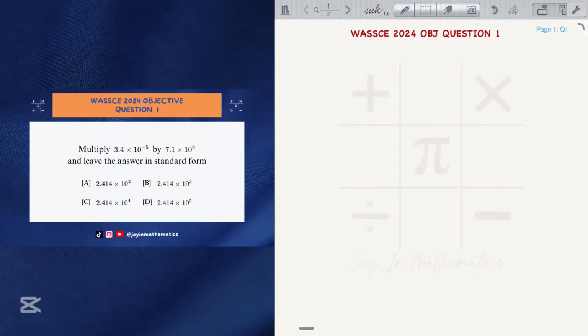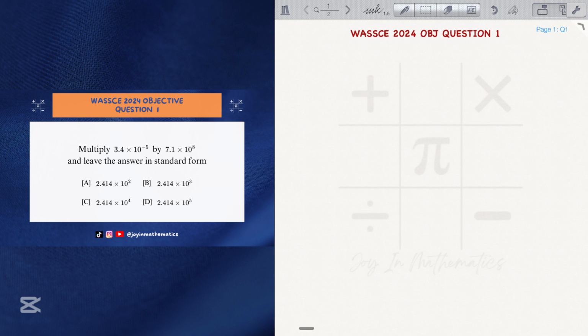WAEC 2024 OBJ question 1. We are asked to multiply 3.4 times 10 raised to the power minus 5 by 7.1 times 10 raised to the power 8 and leave our answer in standard form.